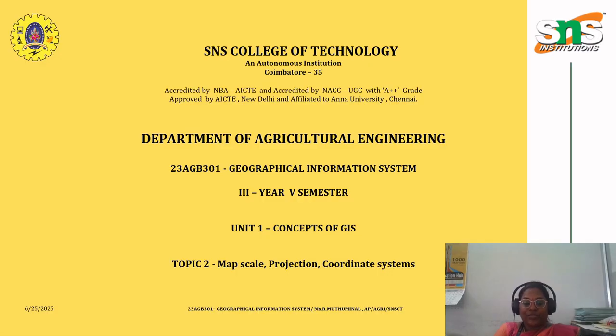Today we'll see the continuity of the previous unit, that is Concepts of GIS, under the subject Geographical Information System for the students of 3rd year 5th semester. In the previous class, we saw what GIS is, the basic definitions involved under GIS, what a map is, and the history involved. Today we'll see in a detailed manner what a scale map is, what happens in projection, and what a coordinate system is.